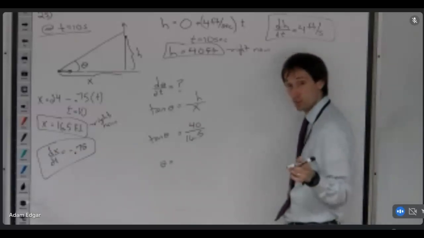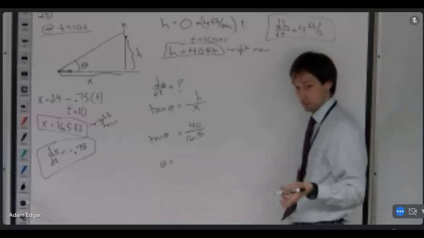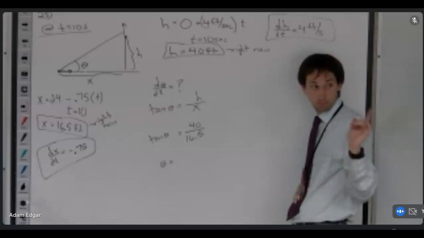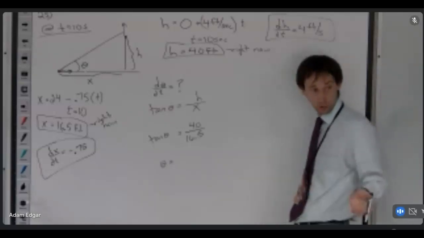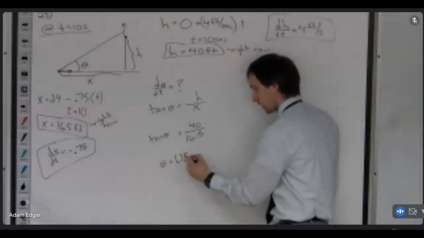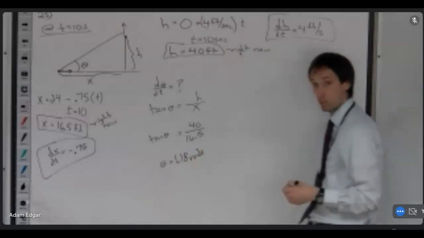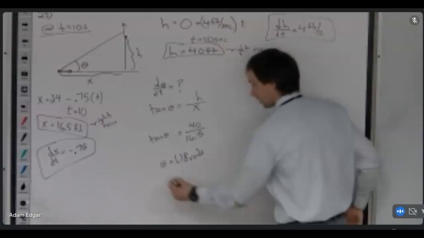67.5. I'm going to go out on a limb and say you're in degrees. And you're probably in radians. It doesn't really matter which you do, but I'm going to go into radians. So 1.18 radians. Does anybody have a different radian number besides 1.18? Okay. So that's your angle right now.